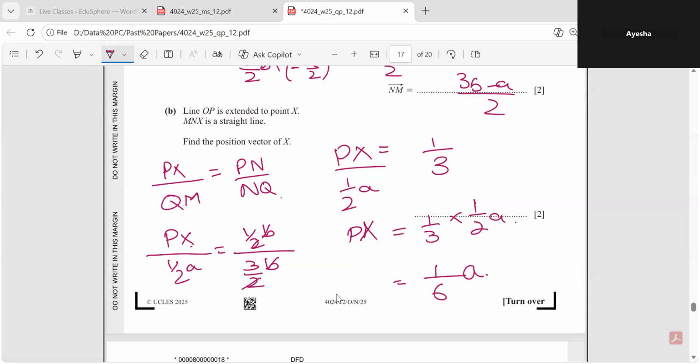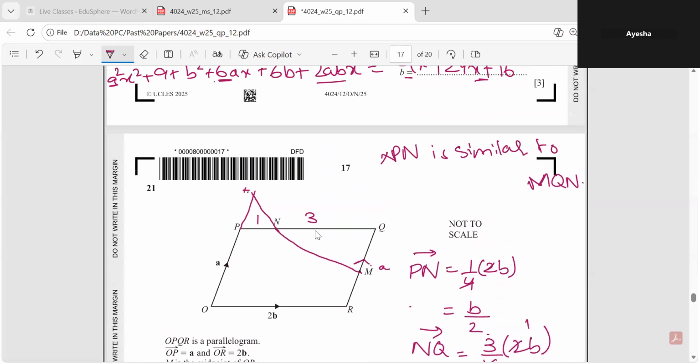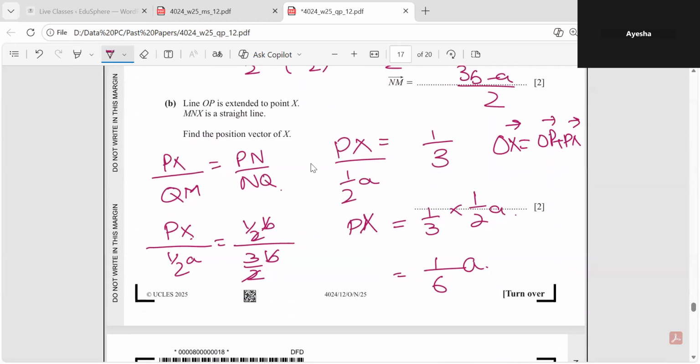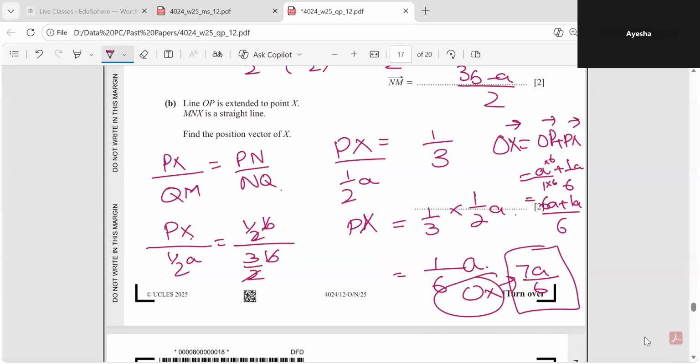Now this is the PX. Since we have to find the position vector, OX is equal to OP plus PX. Let me show you where OX is. You can see OX is here. OX is OP plus PX. First we have calculated PX. OP is a, so a plus 1 by 6a. We multiply by 6, so it will be 6a plus 1a by 6, which is 7a by 6. So the final answer, OX, the position vector, is 7a by 6.